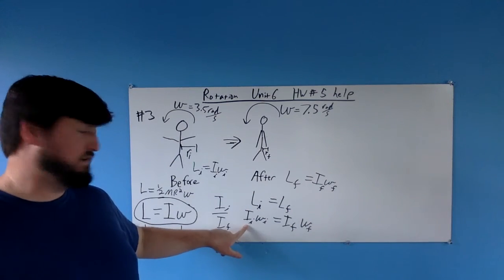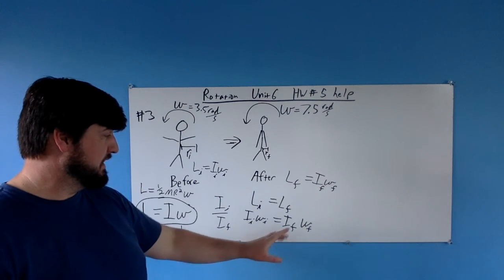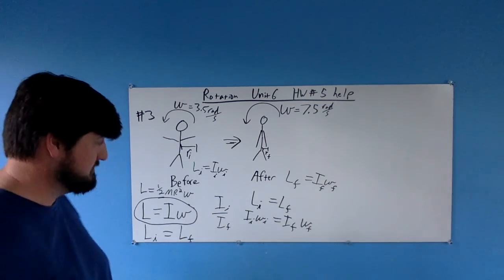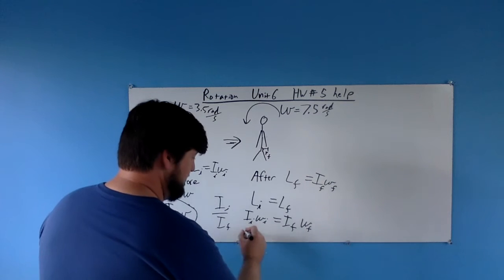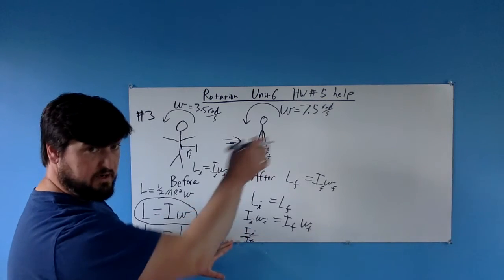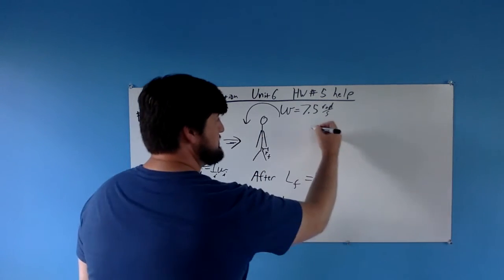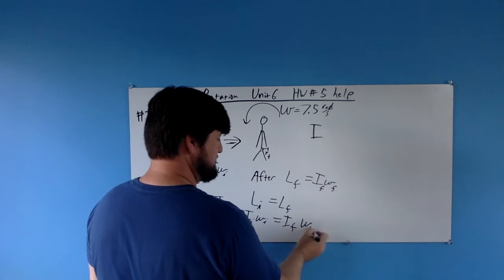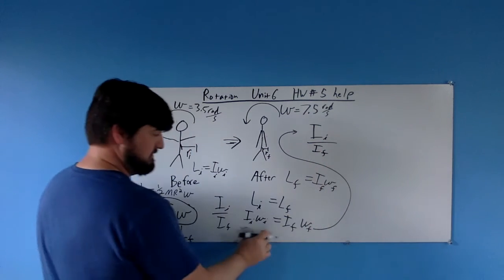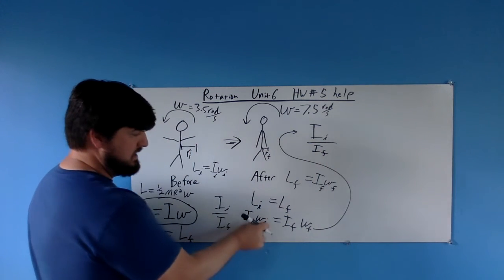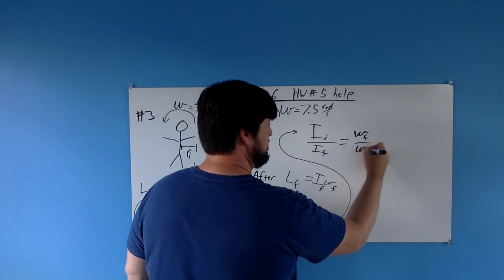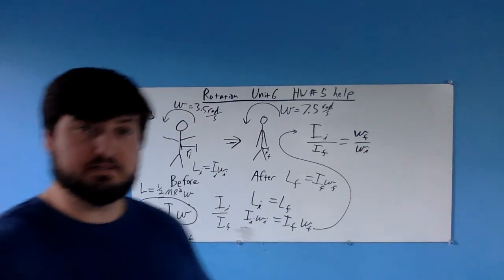I want to find my ratio of I's. So how do I do that? I have to have my I's on one side and my omegas on the other side, separated out. If we do that, we end up with I initial over I final. I know this is getting a little crowded, so I'll rewrite it up here. I initial over I final, because I'm dividing this one out, and that means I need to go over this way. So I'll end up with omega final over omega initial. And that is how I will find this.